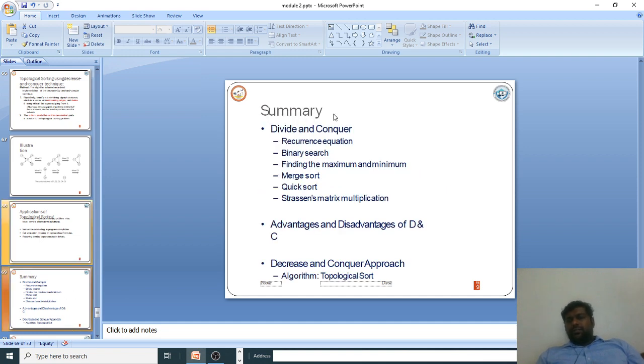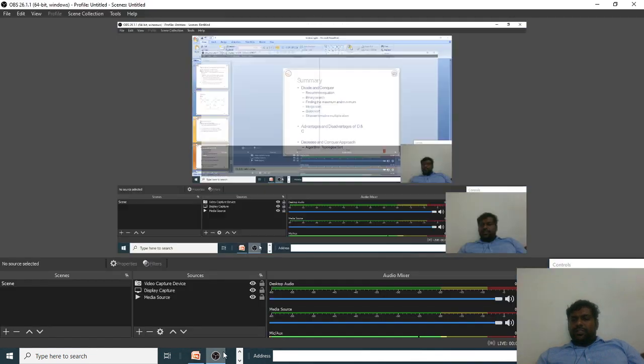Next, the summary. Here we have studied divide and conquer, its algorithms and advantages, and the decrease and conquer approach. We studied topological ordering.